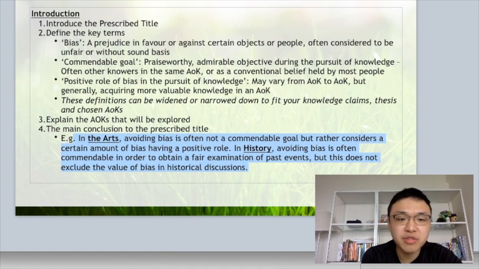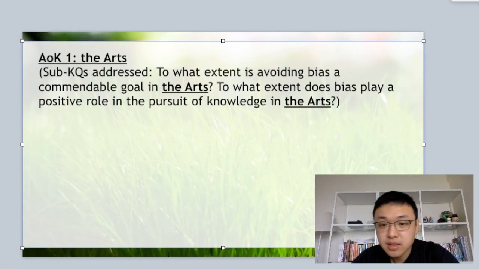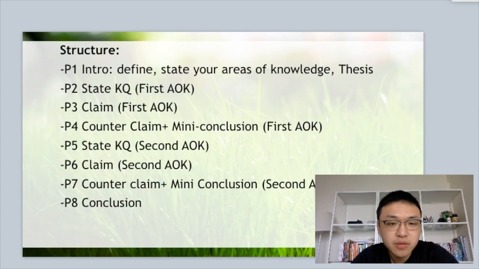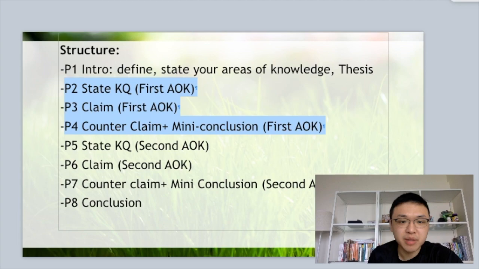So basically, what you do is define terms, explain the areas of knowledge that will be explored, and state your thesis, with regards to the two areas of knowledge. The first area of knowledge we will focus on is the arts. If we go back to the structure, we finished the introduction. Now we're going to state the knowledge question, then our claim and counterclaim in 3 paragraphs.